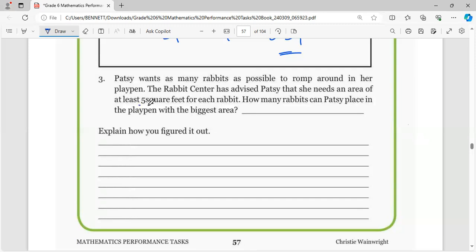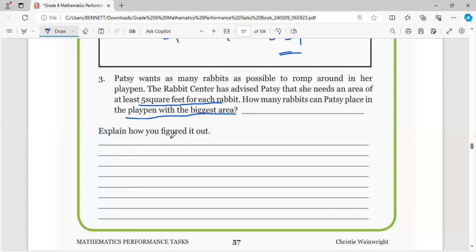How many rabbits can Patsy place in her playpen with the biggest area? So again, Patsy wants as many rabbits as possible to romp around in her playpen. The Rabbit Center had advised Patsy that she needs an area of at least 5 square feet for each rabbit. How many rabbits can Patsy place in the playpen? And then they say, explain how you figured it out.